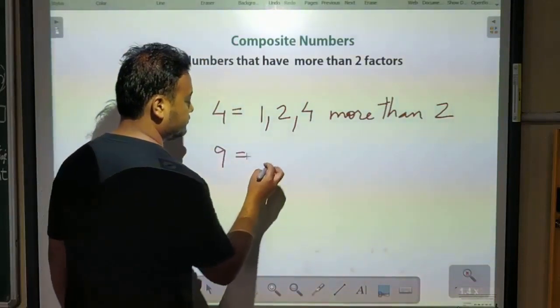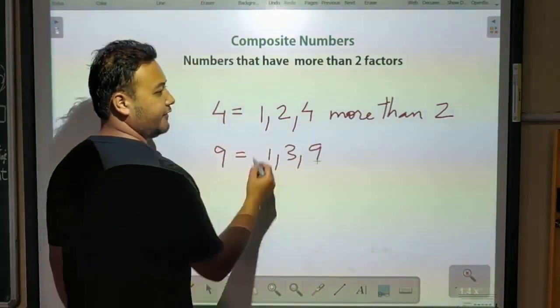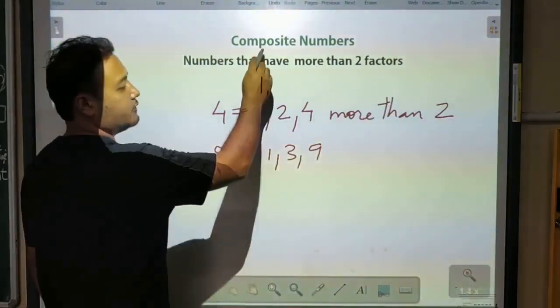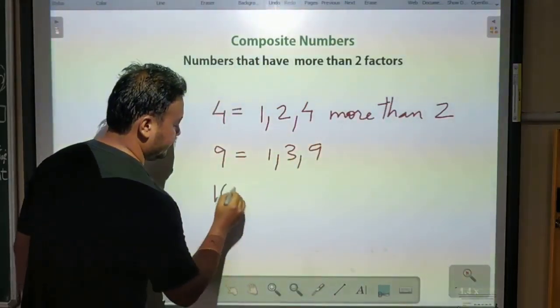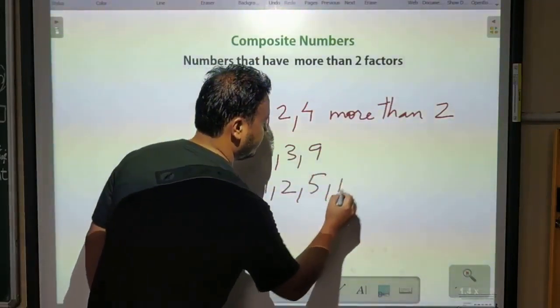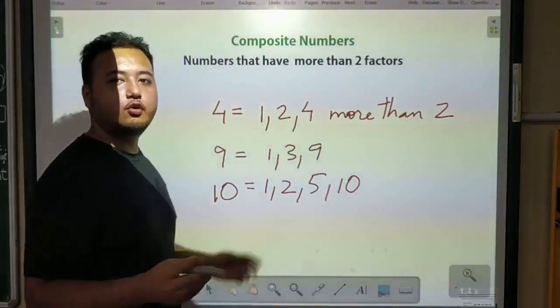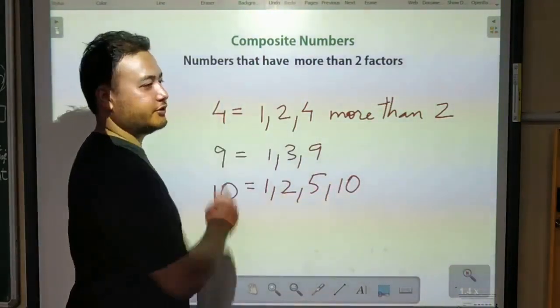9. 1, 3 and 9. So again 3 factors, more than 2. So it is a composite number. 10. 1, 2, 5 and 10. 4 factors. So again it is a composite number. So numbers which have more than 2 factors are called your composite numbers.